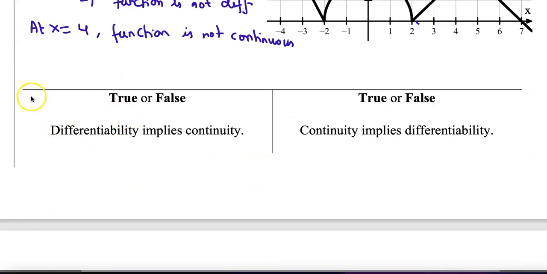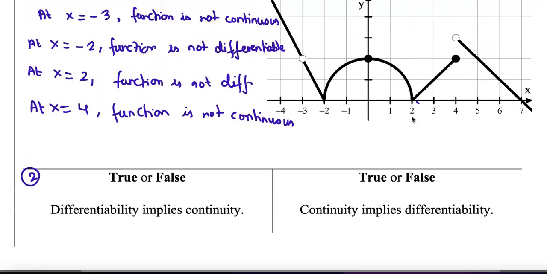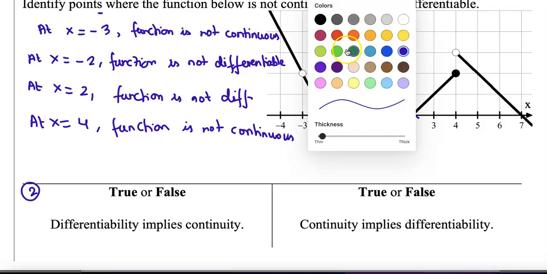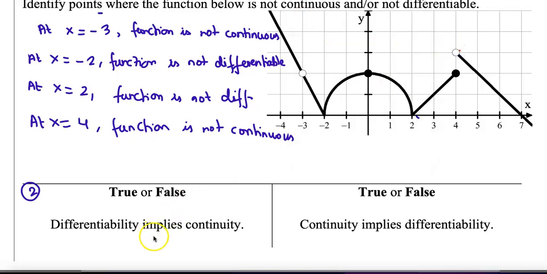All right, our question number 2 says we have to find the answer whether it's true or false. Differentiability implies continuity, whether it's true or false, and continuity implies differentiability. Let's see this question over here, what we did just now. It will be easy for us to find the answer from this example. If the function is differentiable, it means what? It is continuous also.